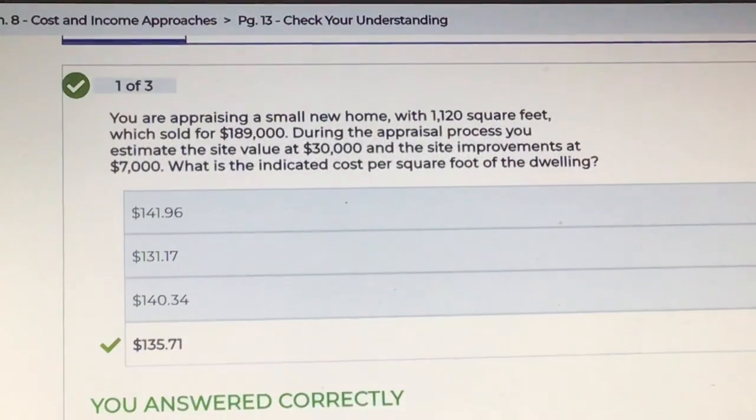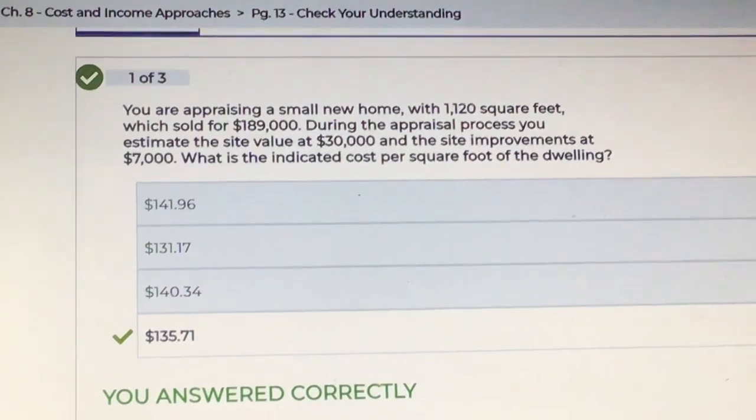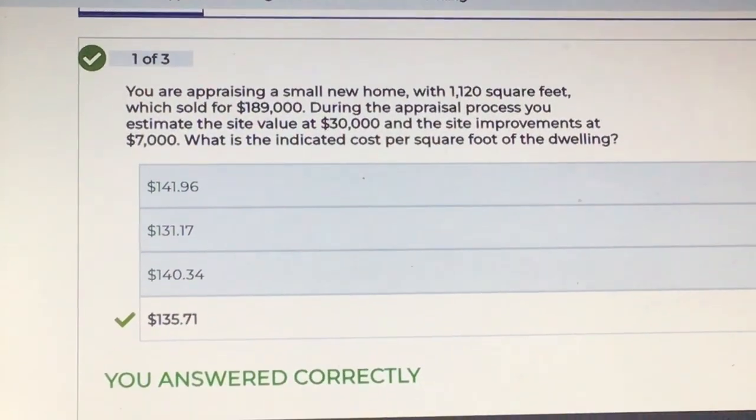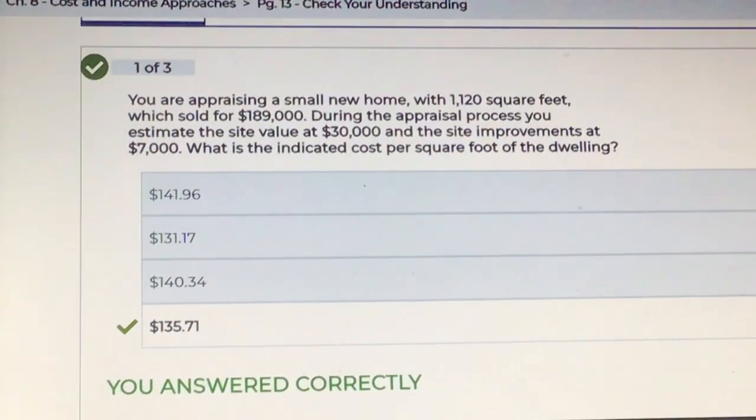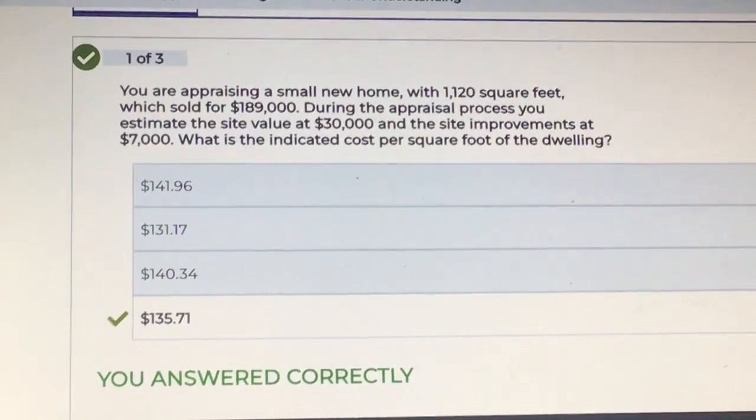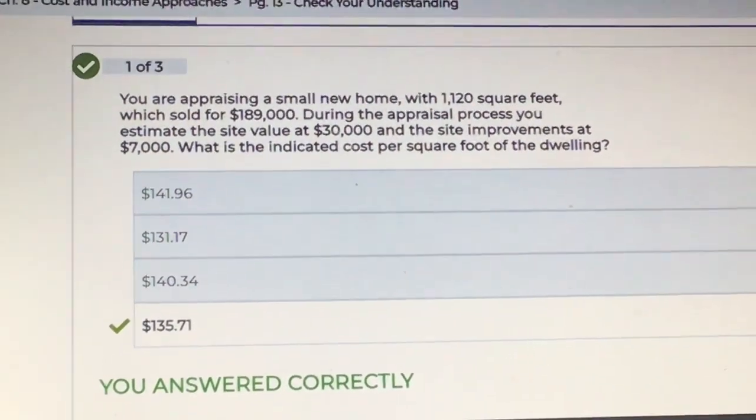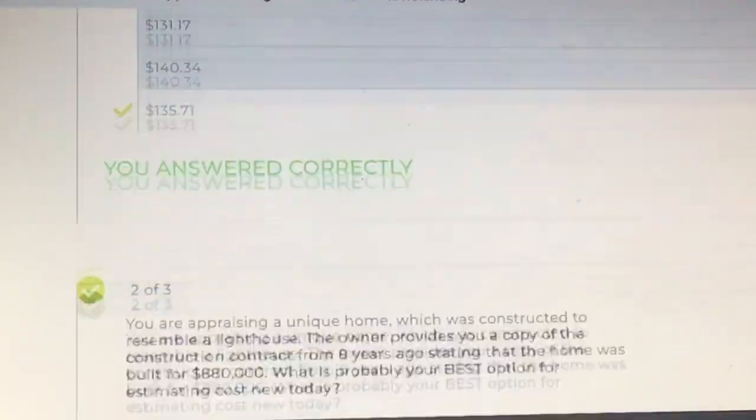Number 1, you are appraising a small new home with 1,120 square feet, which sold for $189,000. During the appraisal process, you estimate the site value at $30,000 and the site improvements at $7,000. What is the indicated cost per square foot of the dwelling? You said $135.71, and that was correct.